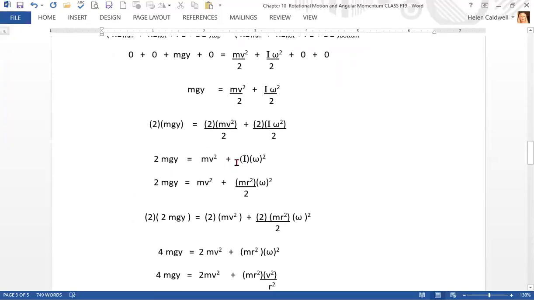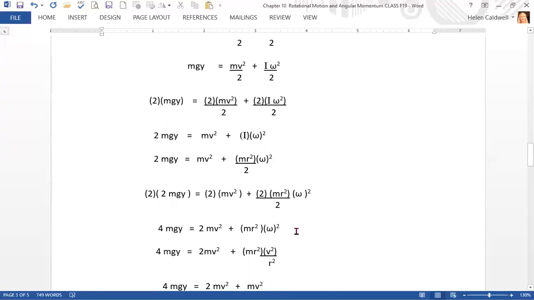But we don't want I, we want its value, which is mr squared over 2. Remember, I had to fix that equation when we started out. And when we did that, we've introduced a new 2 in the denominator. So I would like to get rid of that, multiply everything by 2, all 3 terms. So the 2 on the left is there. This term has to be multiplied by 2, and then this term gets multiplied by 2. So this 2 and this 2 cancel. 2 times 2 is 4mgy. This becomes 2mv squared, and our 2's go away, so we have mr squared times omega squared.